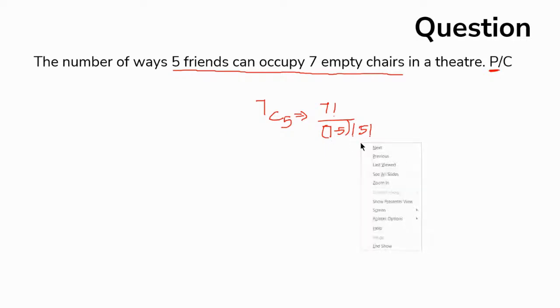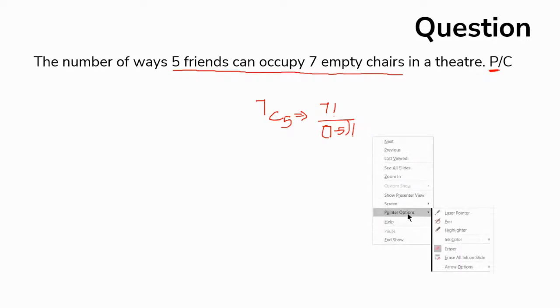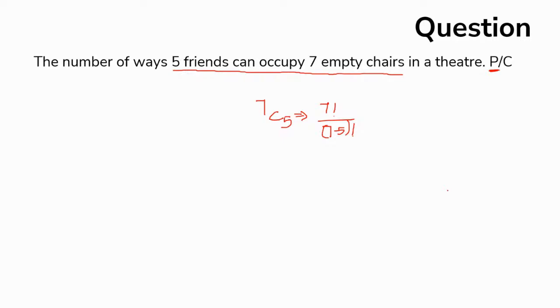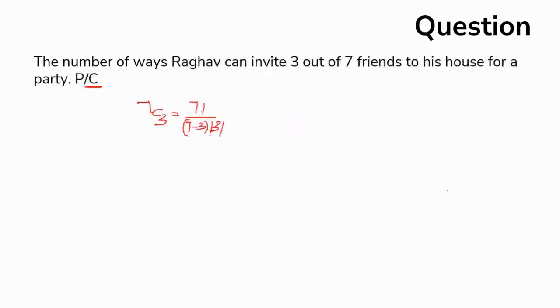Sorry about the previous one. It is n factorial divided by (n minus r) factorial only when it is permutation. When it is combination, the nCr value is n factorial divided by (n minus r) factorial into r factorial.